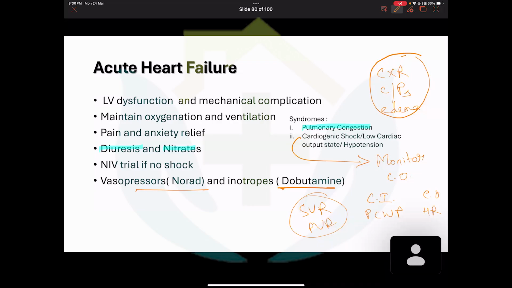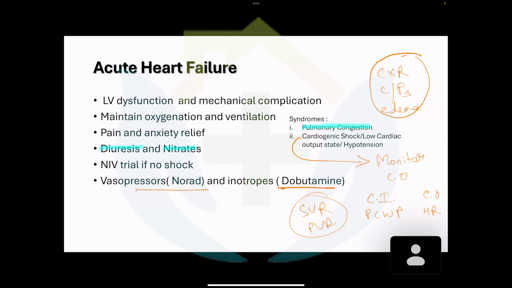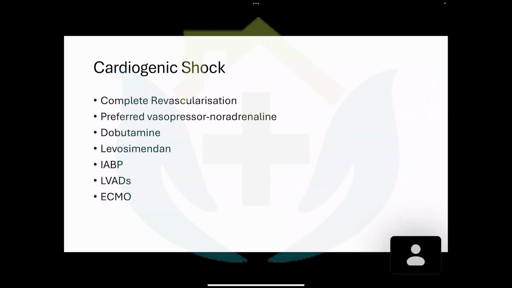If you're working in an ICU, I think most of you are quite senior people, and then these parts will be very easy because these parts will be absolutely clinically based. There will be no theoretical thing in the EDIC Part 1 from these acute heart failure, cardiogenic shock types of things. Once again, IABP, LVADs, ECMO.